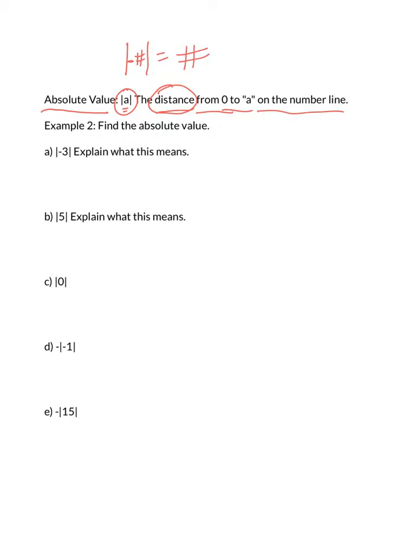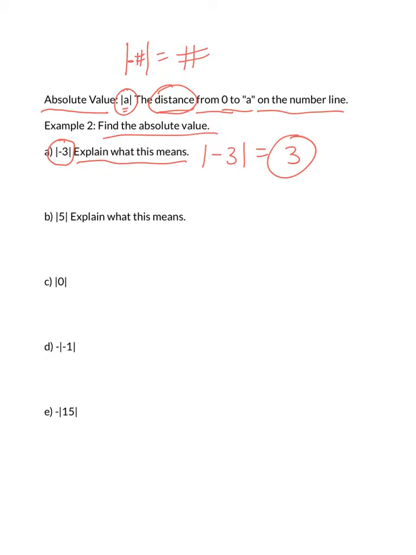So example 2, find the absolute value, and we got A through E. Let's start with A. So A says to find, I see the absolute value bars, the two bars around -3. So find the absolute value of -3 and then explain what this means. So the absolute value of -3, well, we said a negative number inside the absolute value bars. What happens when we apply the bars is we say goodbye to the negative sign, so it becomes +3. So, final answer, the absolute value of -3 is +3.